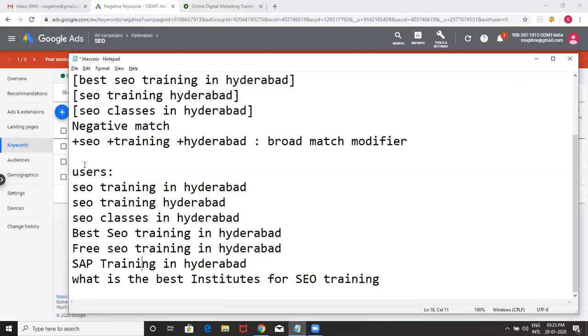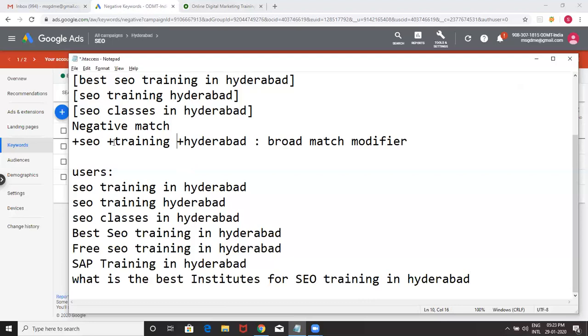The last one, no. Why? Because the words are not there. Institute. Now you put Hyderabad. So SEO is there, training is there, Hyderabad is there. Irrespective of these keywords, it will appear anyway. Sequence also is not required, because this is broad match modifier.